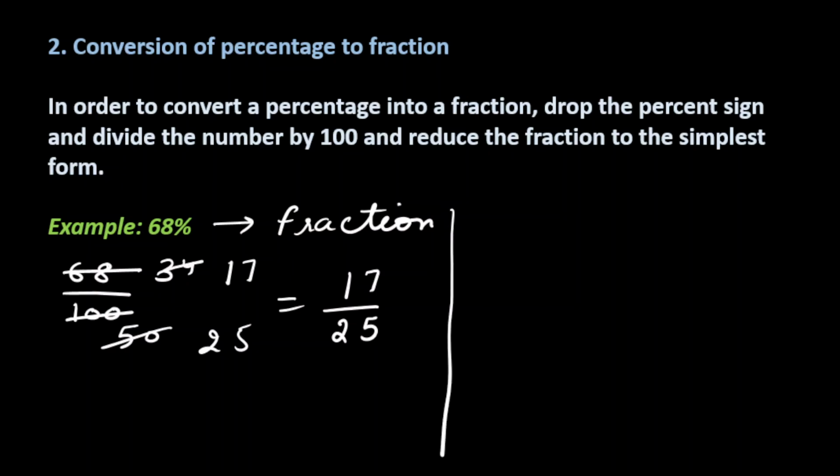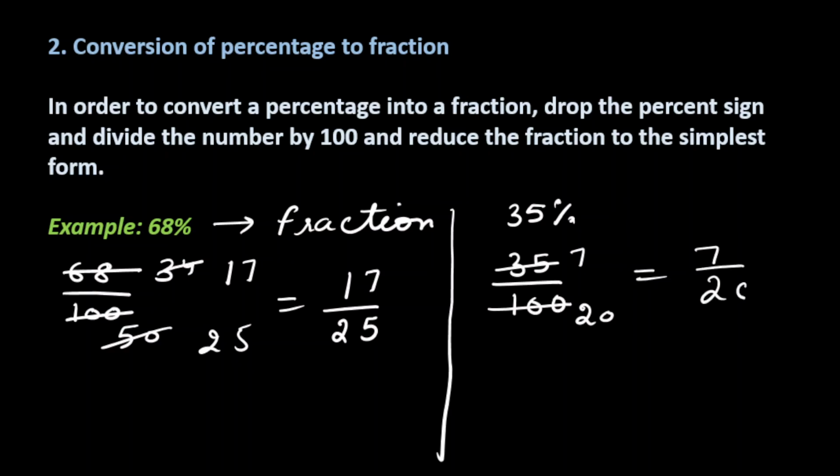Let's do one more for better understanding. Suppose I have 35%. First step: remove the percent sign, then divide by 100. Afterwards we can do cancellation and reduce the fraction to its simplest form. Let us reduce it. On 5's table, 5 into 7, 5 into 20. So 7 by 20. One for yourself: 89%. Solve it and convert it into a fraction.